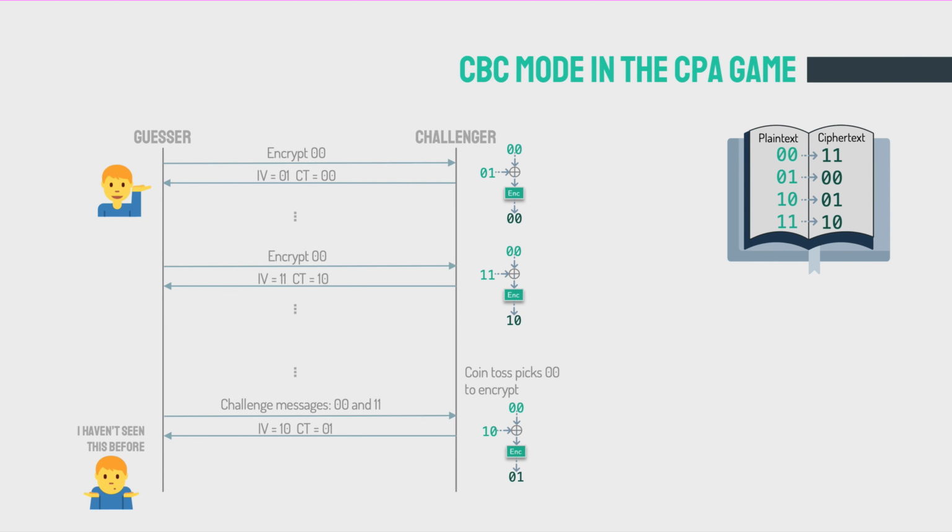So what that means is that the guesser is overwhelmingly likely to have not seen the challenge ciphertext before, and therefore they won't know what to pick. So randomized encryption is the method that we use to defeat the chosen plaintext attack.